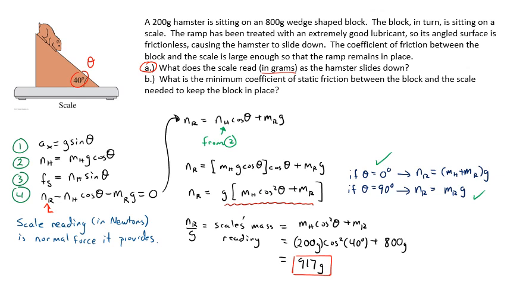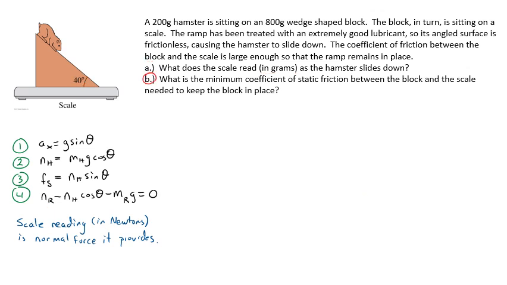So there you have the final answer to part A, 917 grams, somewhere between the mass of the ramp alone and the combined mass of the ramp and the hamster. So that makes sense. So now let's move on to part B. Okay, so finally, let's work on part B. What is the coefficient of static friction between the block and the scale needed to keep the block in place?